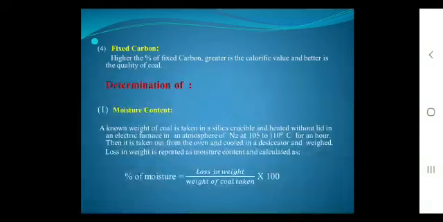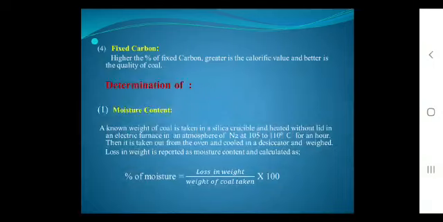Now we have to determine how much quantity of these is present in the given coal. First, determination of moisture content. We take a known weight of coal in a silica crucible. Why silica crucible? Because it has a higher melting point, so we can heat to a high temperature. It is heated without lid in an electric furnace in an atmosphere of nitrogen, that is, oxygen is not present. Why nitrogen? Because nitrogen is comparatively inert. The temperature required is 105 to 110 degrees Celsius, and the time required is 1 hour.